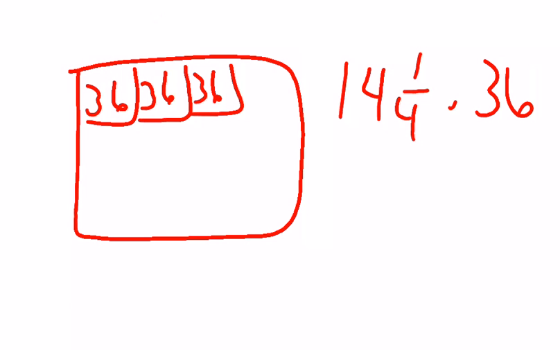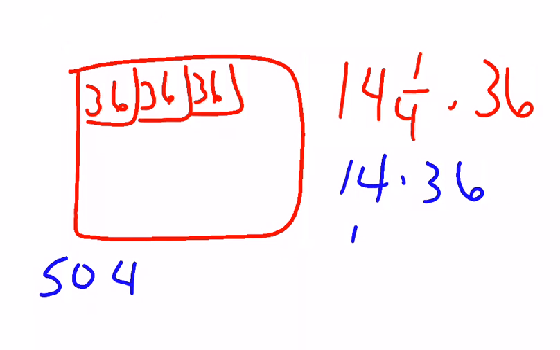Now there's a couple ways that you can do this problem, so whichever way makes more sense to you is fine. We can definitely convert the 14 1/4 to an improper fraction before multiplying, or we can do this in steps and say 14 times 36, take the whole numbers and multiply them, and we get 504.